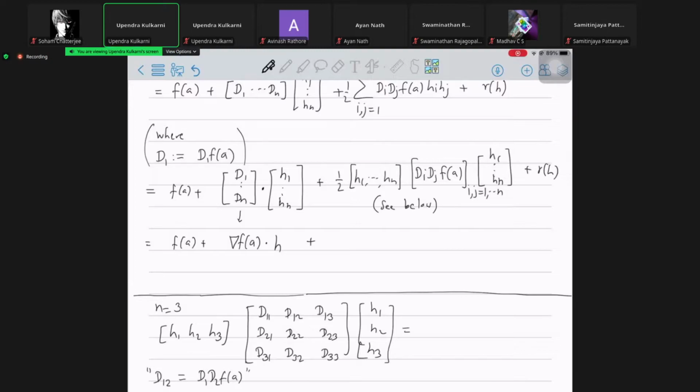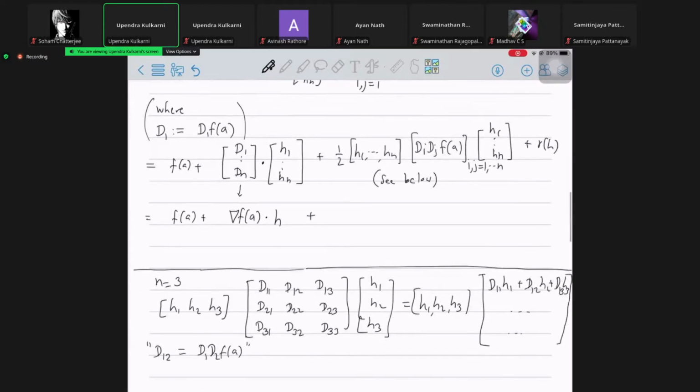Let's first multiply the matrix by the column h1, h2, h3. This is a matrix product, and I'm going to get a single column vector. So what will be the top entry? That's d11 h1 plus d12 h2 plus d13 h3. And likewise I'm going to get a second row and a third row at the same time. But when I multiply, what happens?